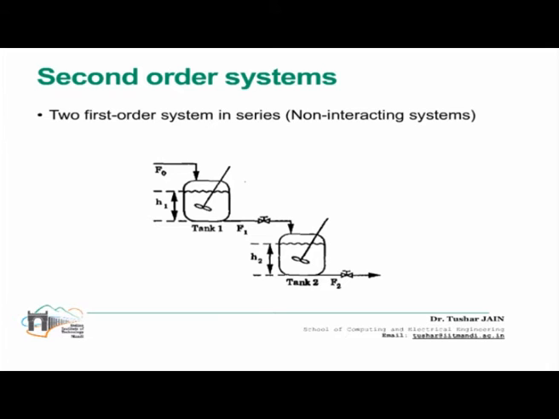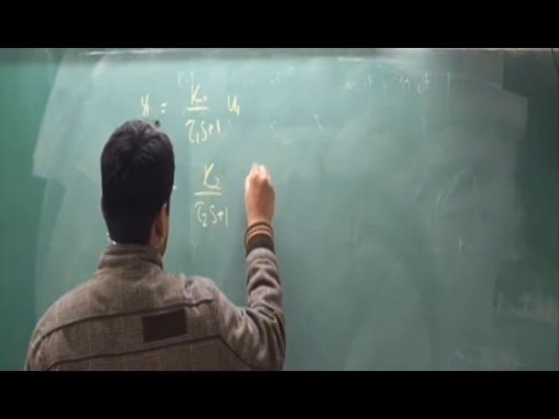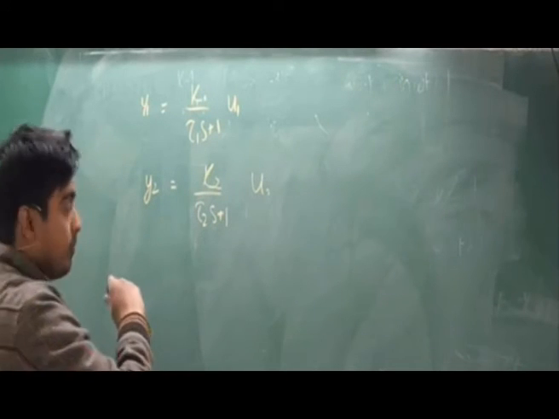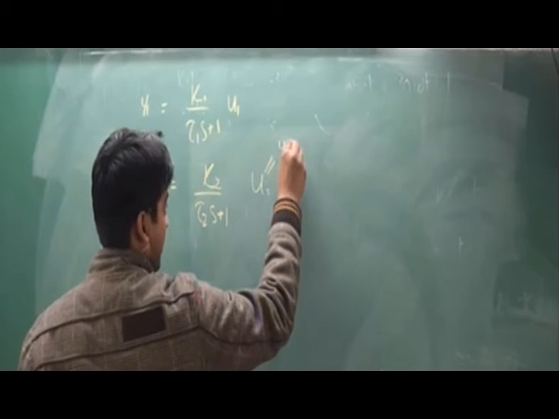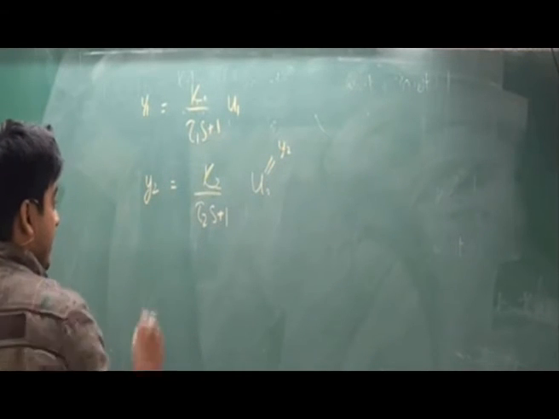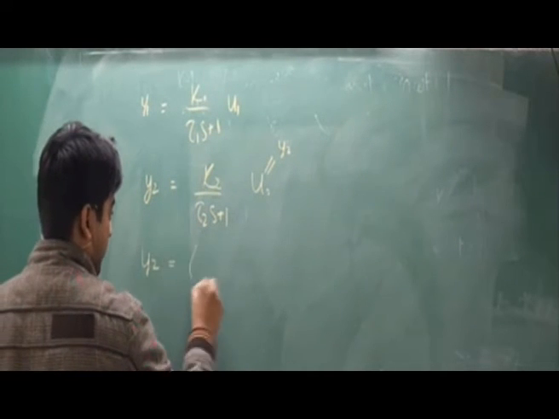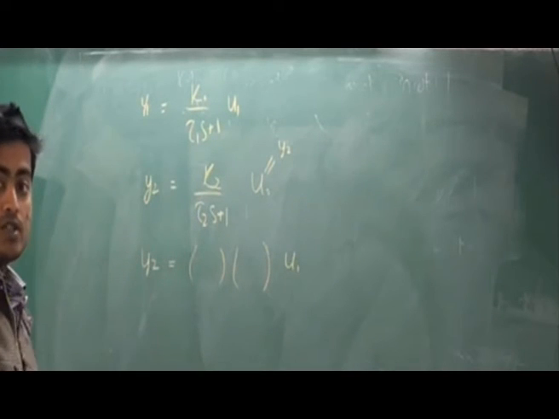Another system is y2, u2. If I put these two systems in a cascaded manner, in that case my u2 will become equal to y2, and I would be having a transfer function from u1 to y2, the overall transfer function.